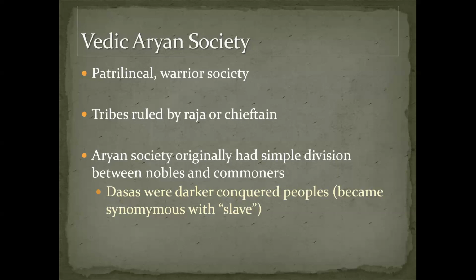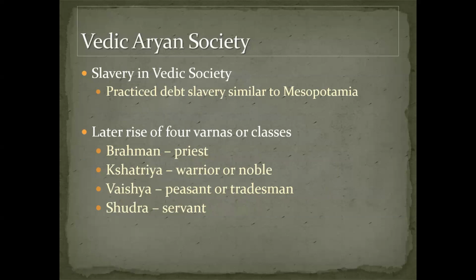Aryan society seems to have originated in a very simple distinction between nobles and commoners. When they first got to India, they fought with and overcame peoples called the Dasa. Apparently they were darker-skinned peoples whom they conquered, and in fact the word Dasa would come over time to denote slaves. So Friedrich Nietzsche didn't get this out of nowhere: they came to see themselves as a warrior class ruling over this tribal society. Vedic society also had slavery, like all ancient societies, and it practiced for the most part a form of debt slavery, very similar to that prevalent in Mesopotamia. So, like those societies, it had very sharp and hard social distinctions.